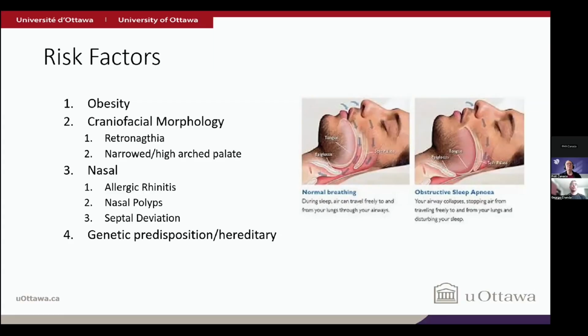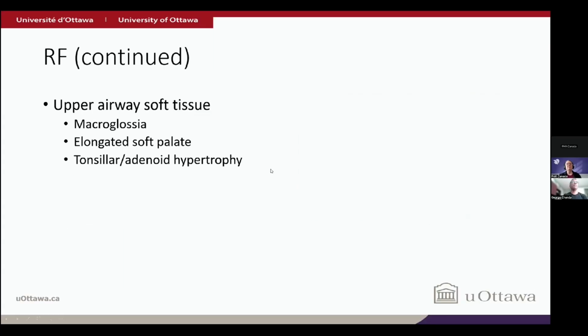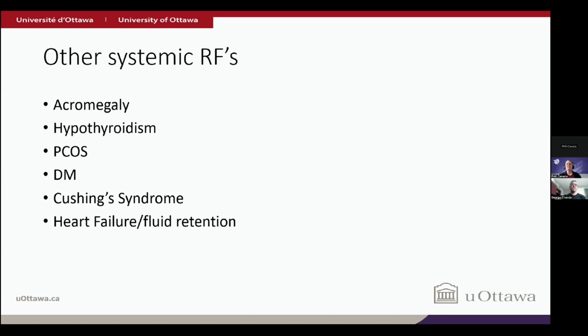People can also have large tongues. Macroglossia, large tongues, or large tonsillar issues or other issues can cause apnea. So those are the risk factors of apnea. There are other systemic factors as well, different diagnoses.